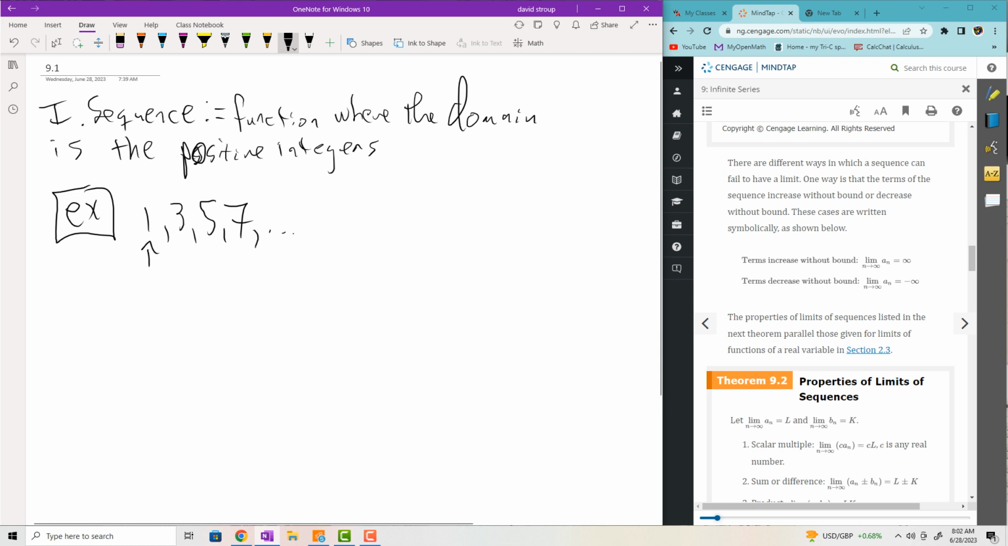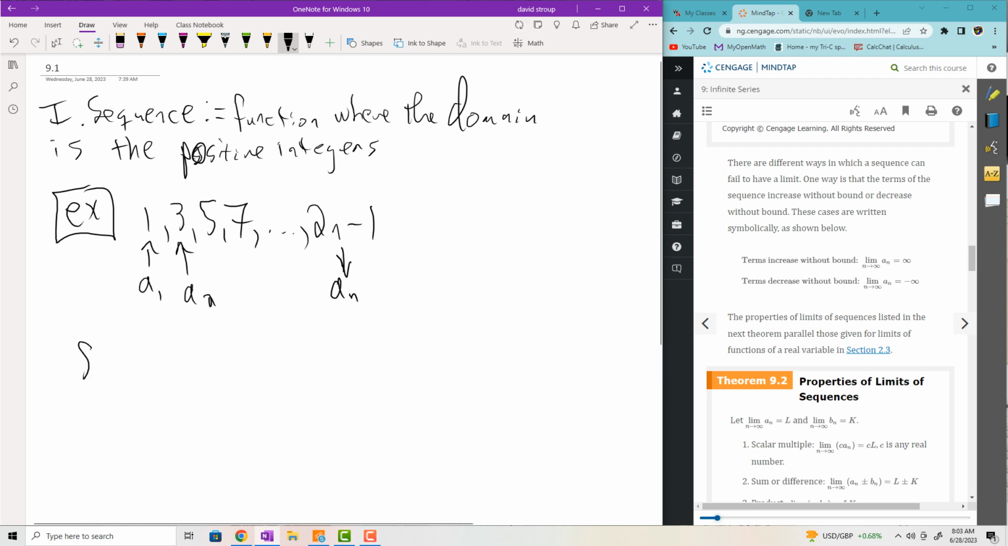This guy right here is the first term of the sequence, and we can give it a name, a sub 1. This guy we could call a sub 2, and then dot, dot, dot, all the way out here, 2n minus 1, we could call that the nth term of the sequence, a sub n. And it's a function. It doesn't look like a function, but it really is.